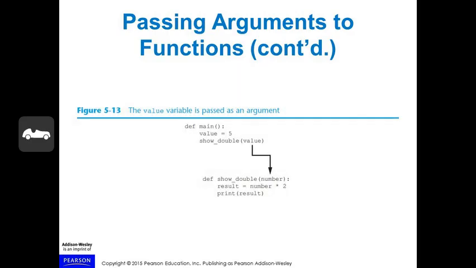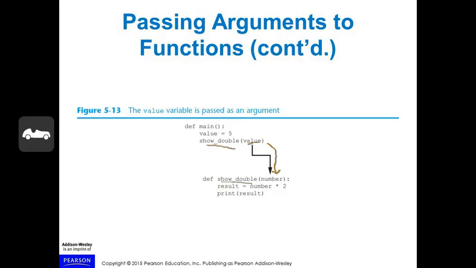And let's take a look at an example. This is the main function that defines a value variable and assigns this value to be 5. And then it calls a function called show double and passes in this value as an argument to the show double function. This is the definition of the show double function, which takes one argument. So this number is a parameter of this show double function. And when show double is being called here, this value, which is the argument, is passed to this number variable, which is the parameter.